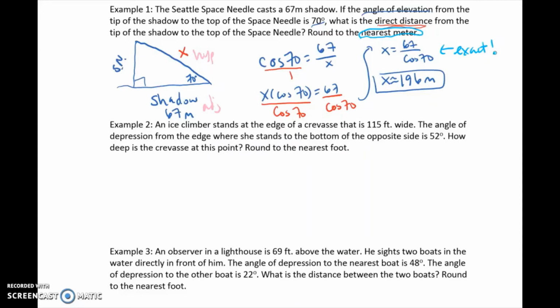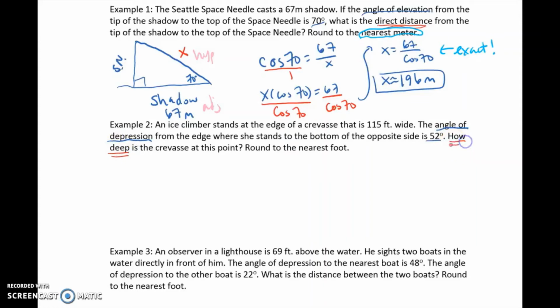So let's take a look at example 2. We've got an ice climber standing at the edge of a crevice, and a crevice is basically like a ridge, a cliff, right? That's 115 feet wide. Our angle of depression is what we want to look at now. So we're looking at an angle of depression, not elevation, from where she stands to the opposite side, and it is 52 degrees. We want to know how deep this crevice is.